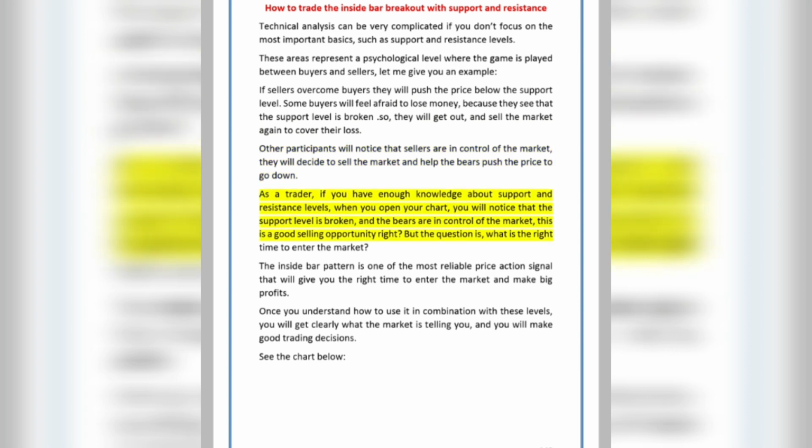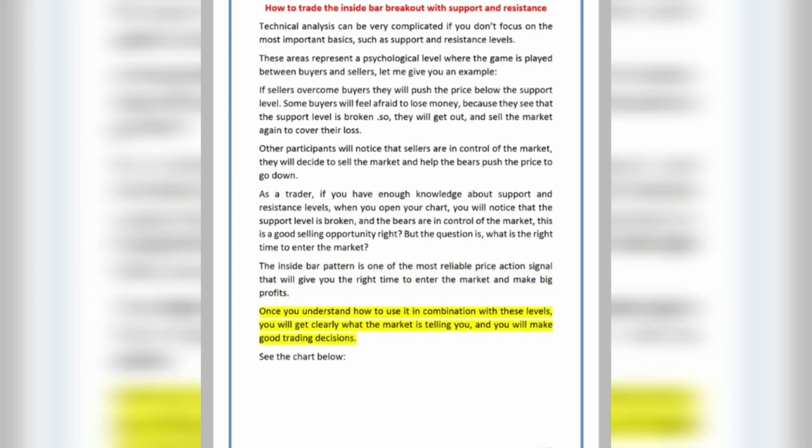As a trader, if you have enough knowledge about support and resistance levels, when you open your chart, you will notice that the support level is broken and the bears are in control of the market. This is a good selling opportunity, right? But the question is, what is the right time to enter the market? The inside bar pattern is one of the most reliable price action signals that will give you the right time to enter the market and make big profits.